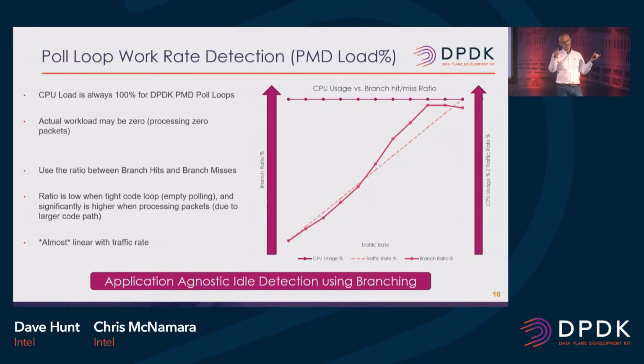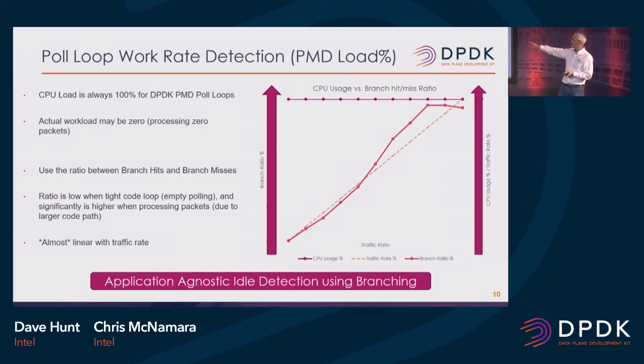But as soon as we get packets in, we're going to break out of that loop, process the packets, do whatever needs to be done, take whatever decisions and go on whatever branches we need to go on to process that packet, and then come back into that poll loop again. So it's an entirely different code path, so it's got a different ratio of branch hits to branch misses.